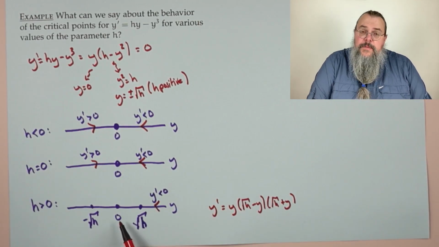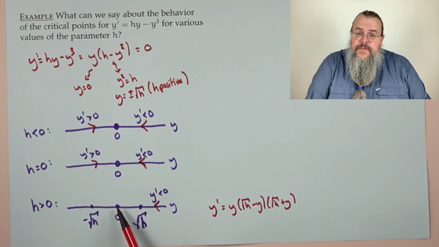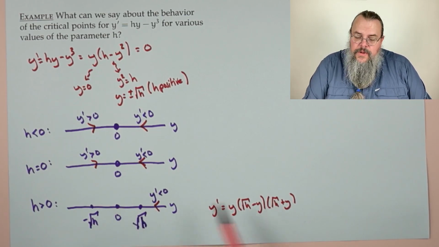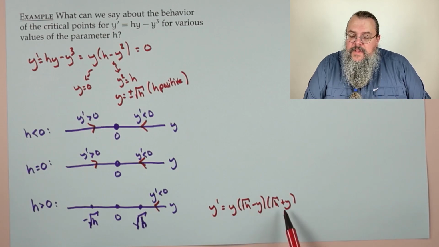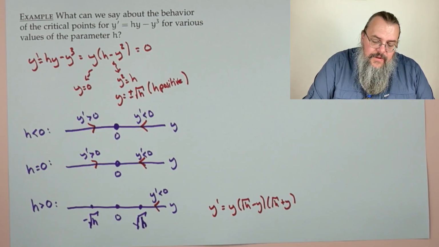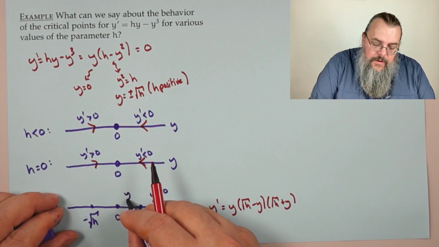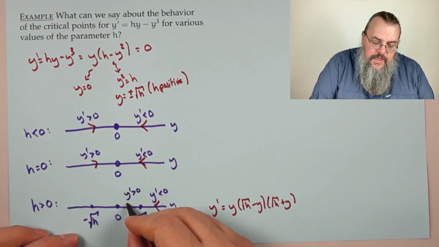Now, let's suppose we pick a number very close to 0. So in other words, much smaller than square root of h, but still positive. Well, we have a positive and a positive, because these are very close to square root of h. And so everything's positive. So we say, oh, okay, in that case, y prime is positive. And we're going up.